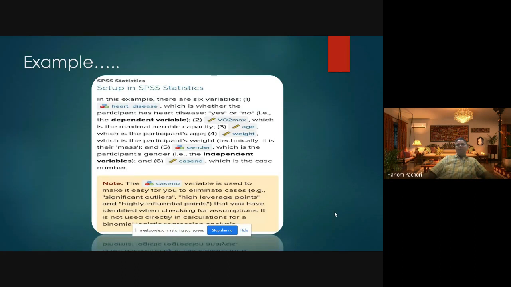The case number variable is used to make it easy to eliminate cases that are significant outliers, high leverage points or highly influential points that you have identified when checking the assumptions. It is not used directly in the calculation for the binomial logistic regression. Whenever your data has outliers, try to eliminate them. Otherwise, your result will be affected.